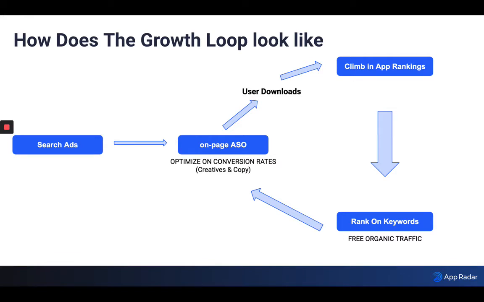So the growth loop itself, to make it visually very simple, looks something like this. With search ads, we drive traffic on specific keywords to the app page itself. There we're going to focus on optimizing the on-page ASO, which is going to be the creatives and the copy, and maybe the description and the keywords as well.